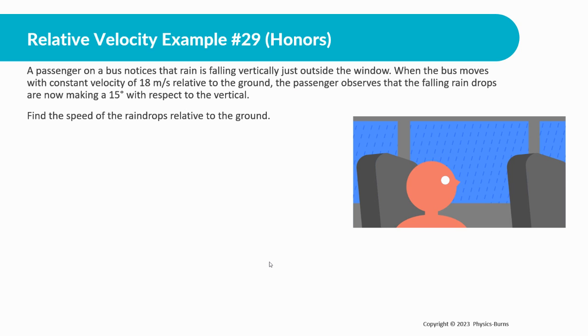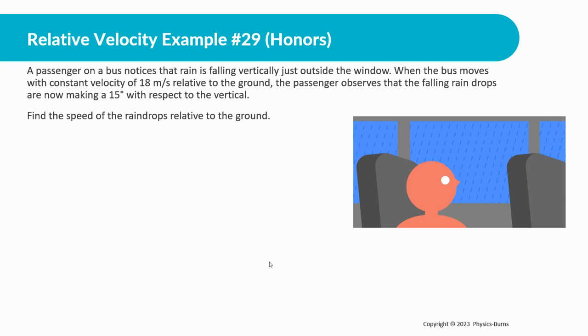A passenger on a bus notices that rain is falling vertically just outside the window. When the bus moves with a constant velocity of 18 meters per second relative to the ground, the passenger observes that the falling raindrops are now making a 15-degree angle with respect to the vertical. Find the speed of the raindrop relative to the ground.